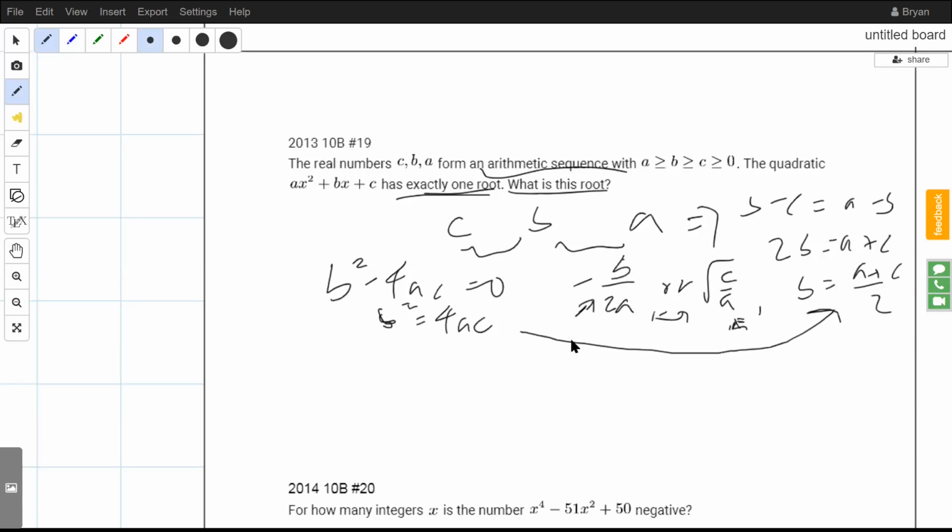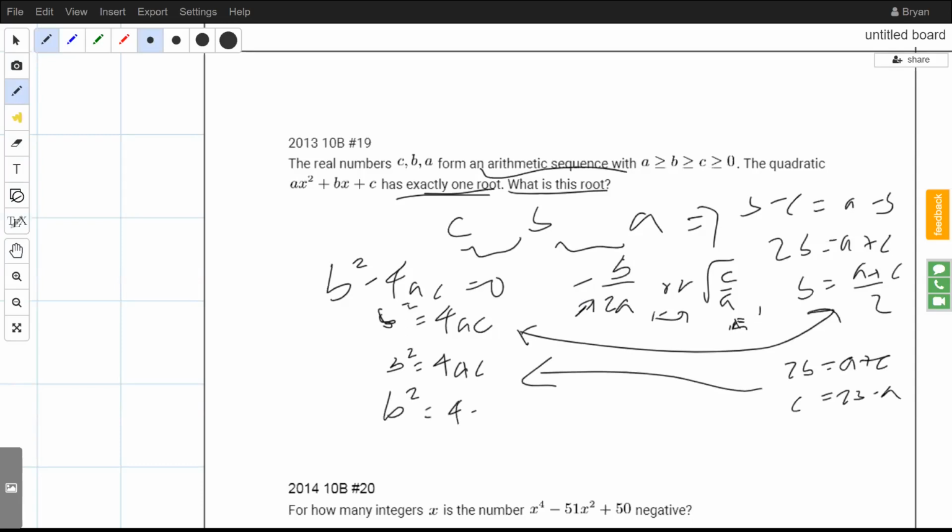So what we know is b squared equals 4ac, and we want the ratio of b and a. To do that, we first have to eliminate c from both these equations because it's not relevant. We have b squared equals 4ac, and we also have 2b equals a plus c. So c equals 2b minus a, and we can substitute that into this equation. So b squared equals 4a times (2b minus a), or b squared equals 8ab minus 4a squared, or b squared minus 8ab plus 4a squared equals 0.